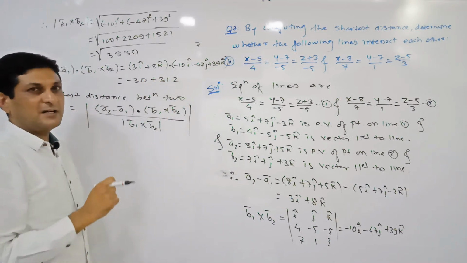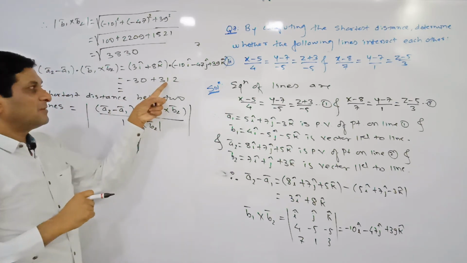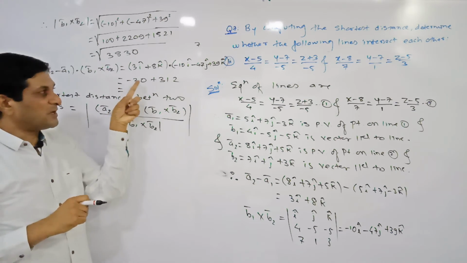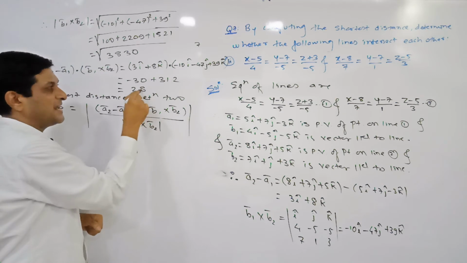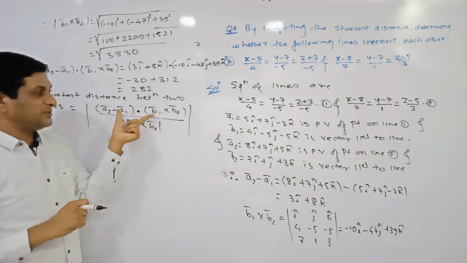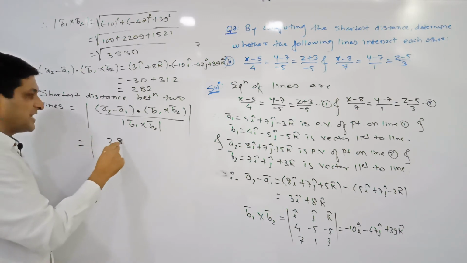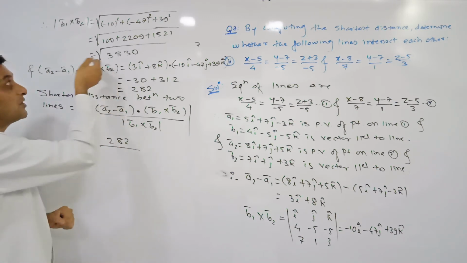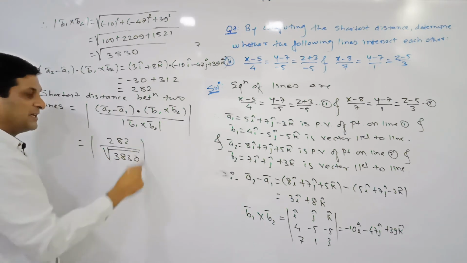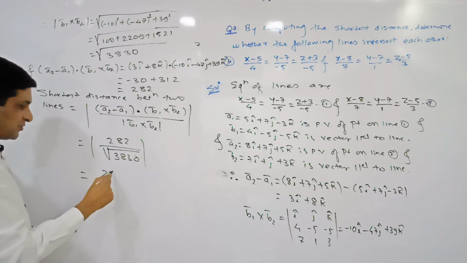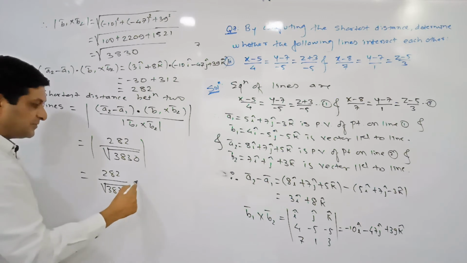Now take the difference of these two values. 312 minus 30 is, if you subtract 30 from 312, 282. So in this way the value of the numerator is also known to us. Now the remaining part is just to substitute the values. 282 is the value of the numerator, and the denominator is under root 3830. So the mod of this value will be equal to 282 divided by under root 3830 units.